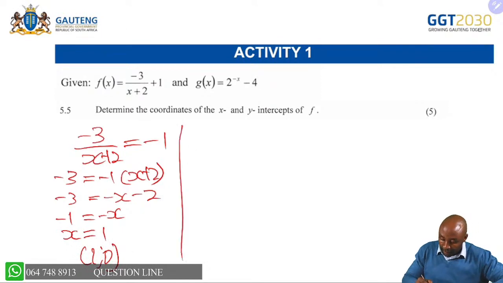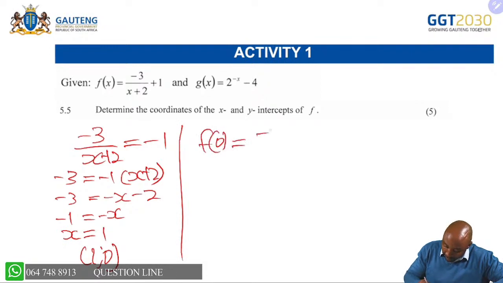To get our y-intercept, we are evaluating f of 0, and that will give us negative 3 over 0 plus 2 plus 1.